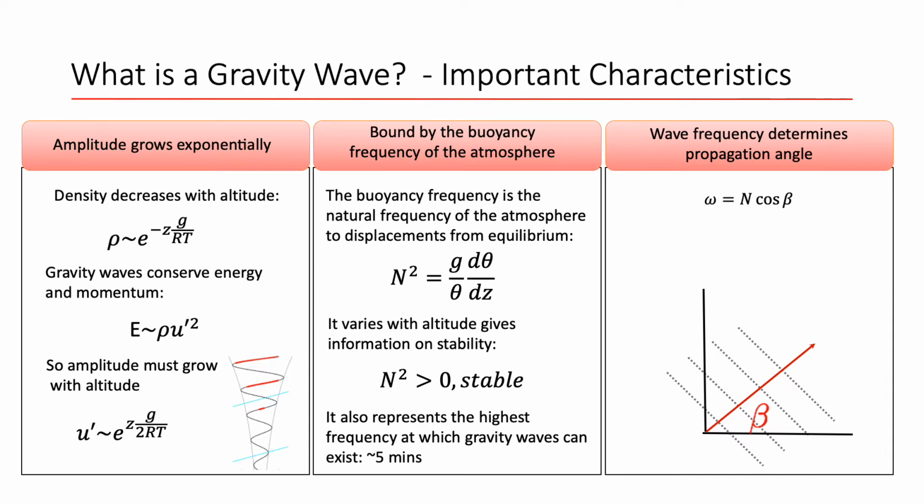Also, the wave parameters, in particular the frequency, can determine the propagation angle of the wave to the ground. If the frequency is high, then you tend to have more vertical propagation of the wave, and if the frequency is low, then you have more horizontal propagation of the wave.